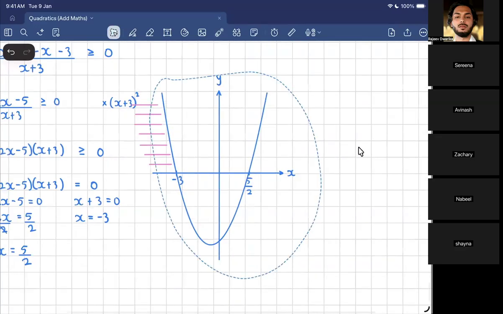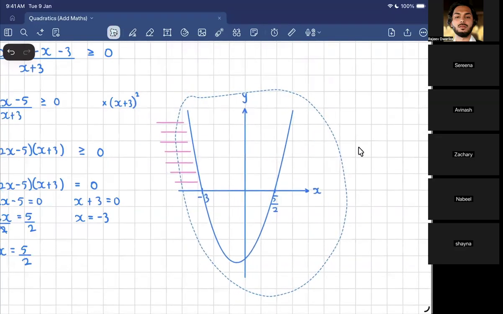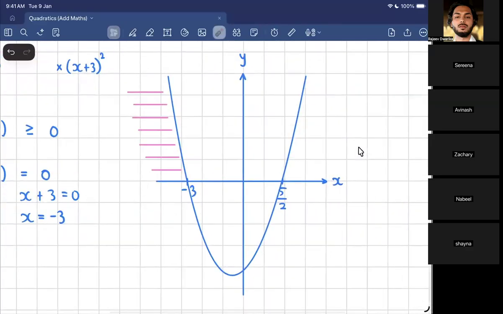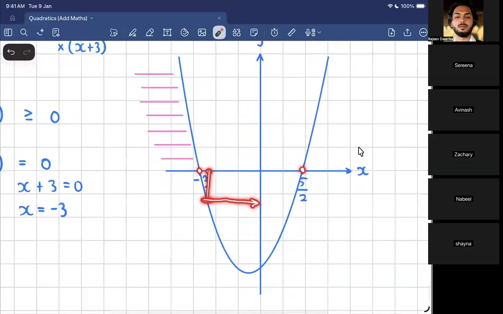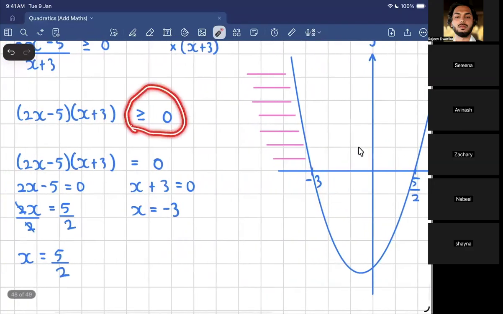All right. Zachary, let's examine the other parts of the graph. If I take a value in between minus 3 and 5 over 2, say I take a value over here, you see it cutting the graph over here, right? Yes, sir. If we take a horizontal read off, that's going to give us a negative value for y. But we want to figure out where y is greater than or equal to 0.